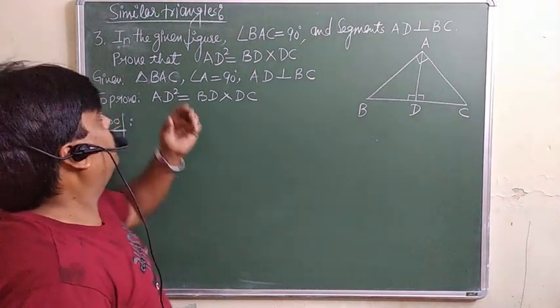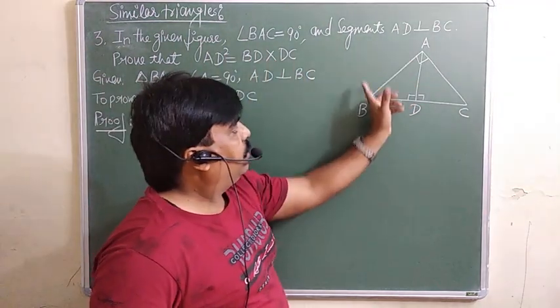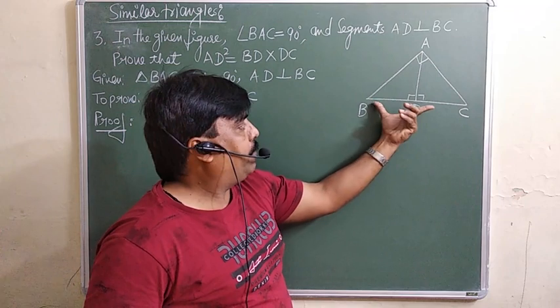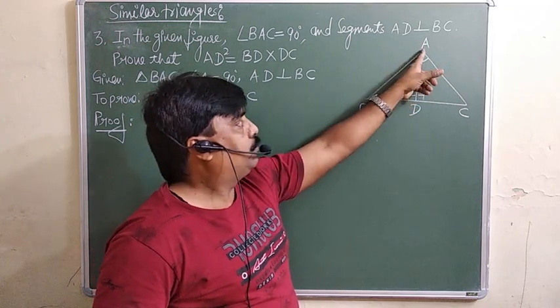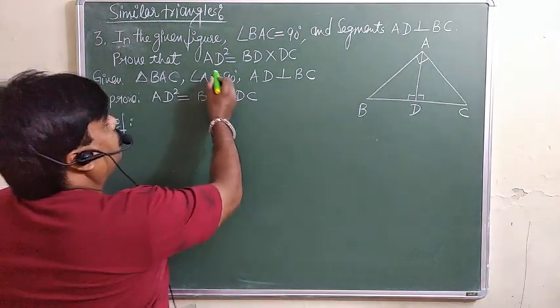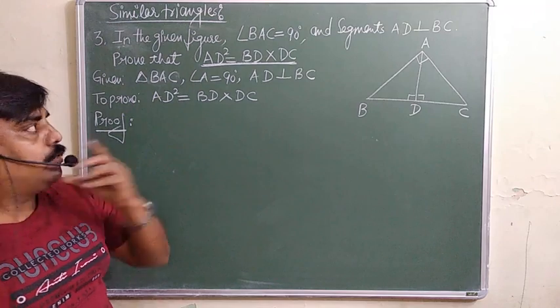Yes. Now the question is, in the given figure angle BAC is 90, this is already given, and AD is perpendicular on this BC. We are supposed to prove that this AD square is equal to BD into DC. So first of all, what exactly do we want to prove? We want to prove this AD square is equal to BD into DC.